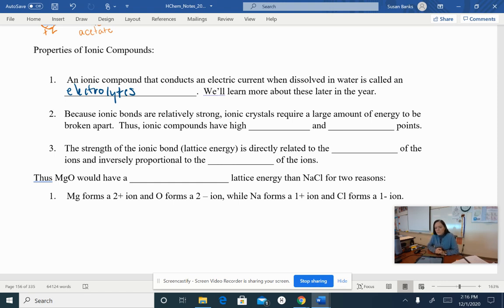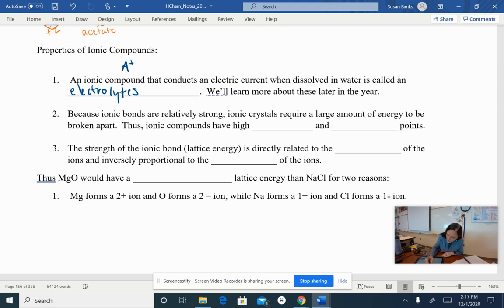Electrolyte basically just means that you have some kind of an ionic compound that is dissolved in water, and because it breaks up into the positive ion and the negative ion when it dissolves, we've got charged particles floating around in that water. The charged particles are able to conduct the electrons through that water and carry electricity. We're going to learn more about it later on in the year.